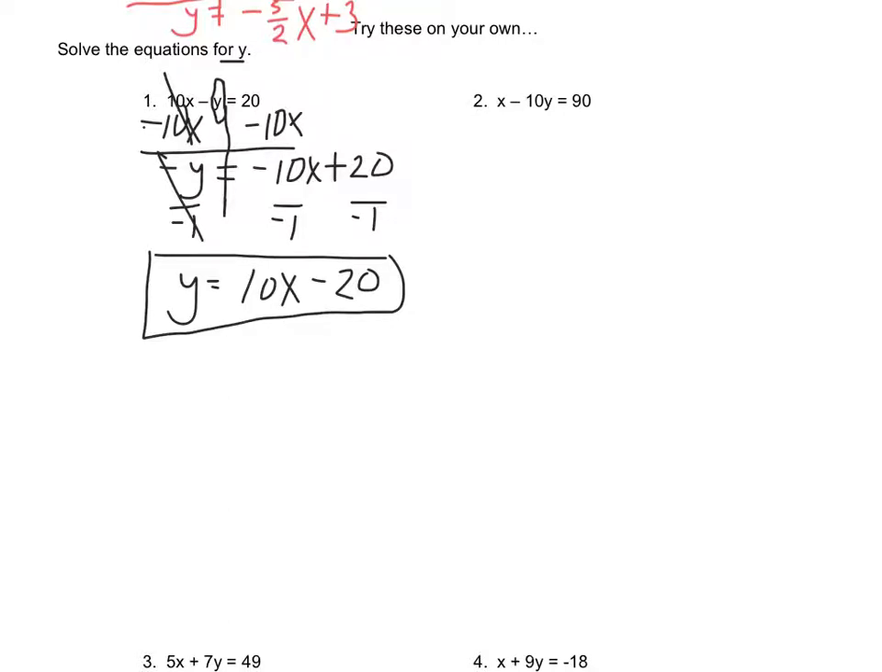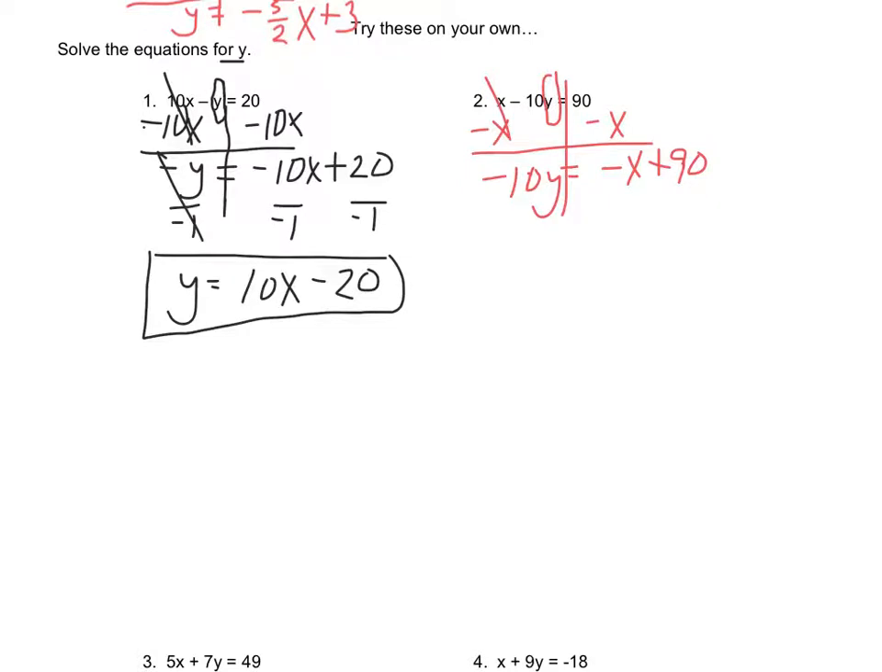So on the next one, again, try to get y by itself. Draw our little y. My first move is to bring over the x. So I subtract the x. That's going to cancel x minus x on the left. And again, I bring everything down, so minus 10y equals 90 minus x, or if we put the x first, it would be negative x plus 90.